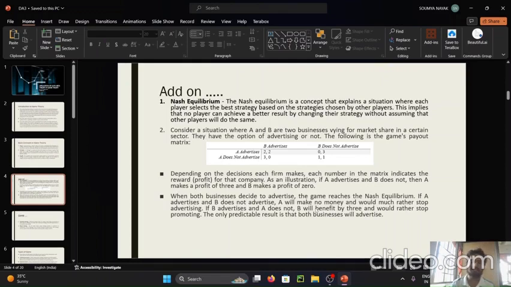Vice versa, if B advertises and A doesn't, then B makes a profit of 3 while A makes 0. When both businesses decide to advertise, the game reaches the Nash equilibrium. If A advertises and B doesn't, it is the same thing we have discussed before, but if both of them advertise, they will get 2, 2 or 1, 1, whatever the situation may be. So in that case only the Nash equilibrium arrives.